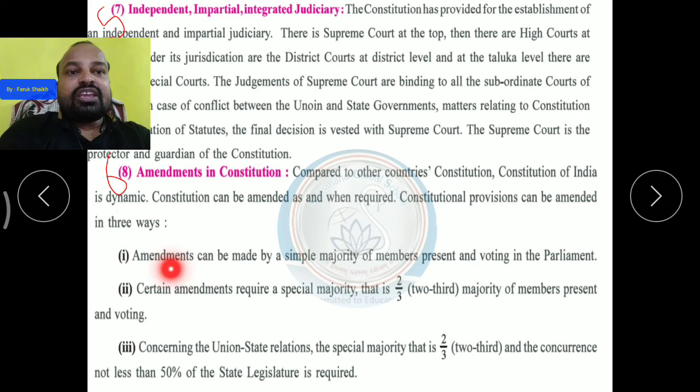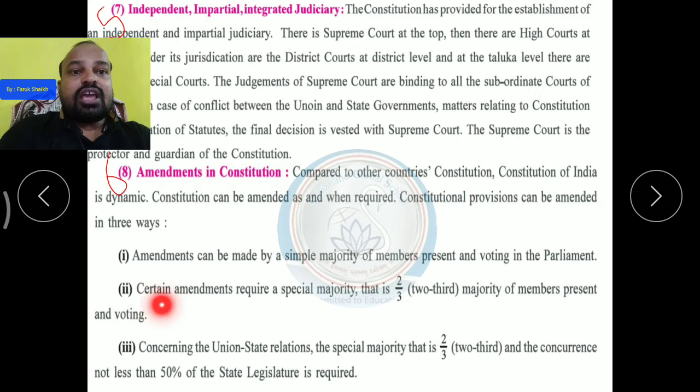So amendment can be made by a simple majority of members present and voting in the parliament. In the parliament, the members who are present, they are voting for that rule, norm, or the act, and if that act gets the majority, then that amendment can be done in the constitution. Number second, first is the members present and voting in the parliament.